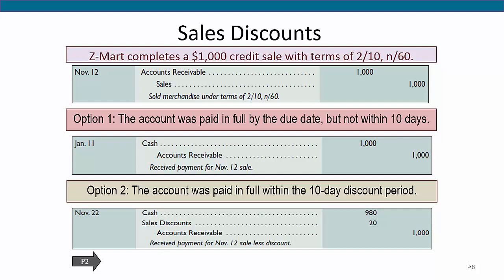So remember, sales discount is a contra revenue account, meaning the sales discount account is deducted from the sales account when computing a company's net sales. And management really monitors sales discounts to assess whether its discount policy is effective and whether it's cost efficient.